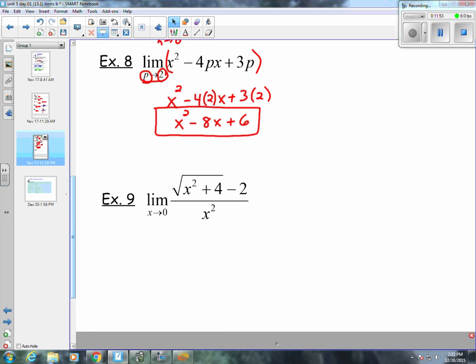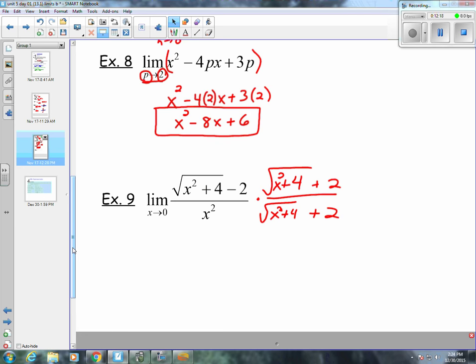Okay, so now we have one that looks pretty complicated. First thing we try, can we plug in 0? And when we do, we wind up getting 0 over 0. So that's no help to us. Can we manipulate this algebraically? Well, that's a little tricky. At first glance, you might think, no, there's not much we can do with this. So we're going to have to be a little creative.